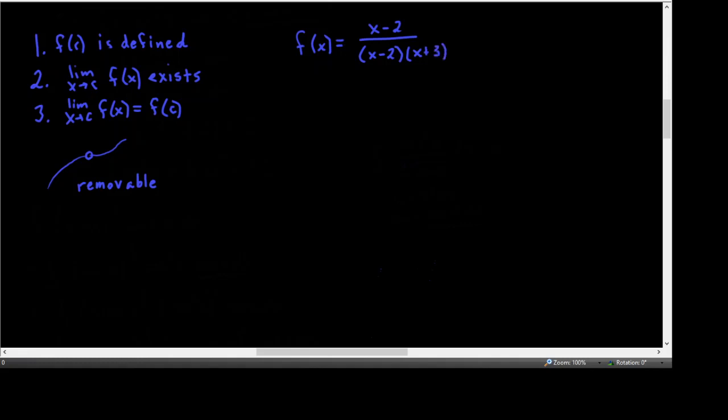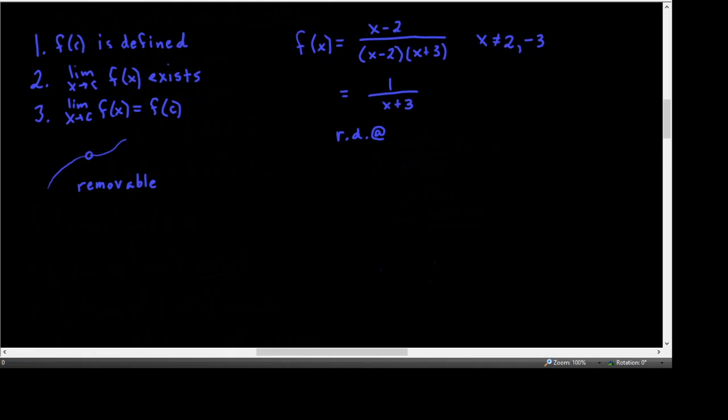You know that the domain of this is x cannot be 2, because you would divide by 0 at that point. x can also not be -3. And if you cancel out, or remove, if you will, the x minus 2 from the expression by canceling, then that tells you that there's a removable discontinuity at x equals 2.